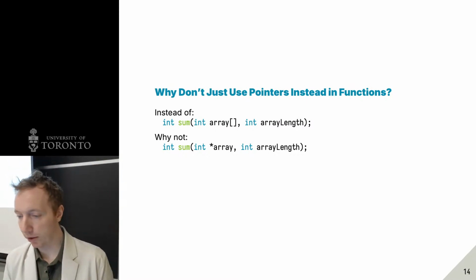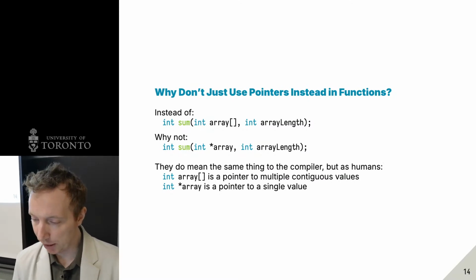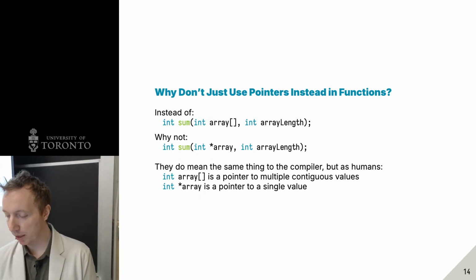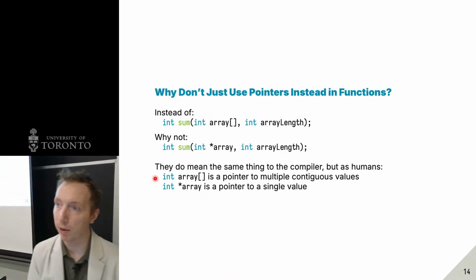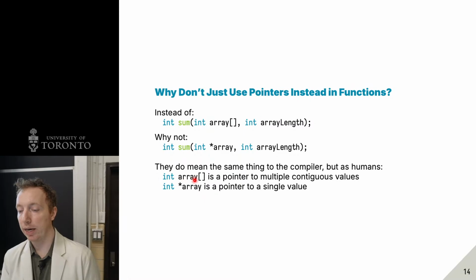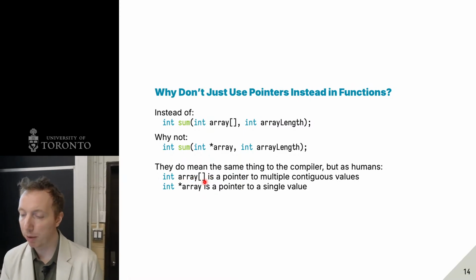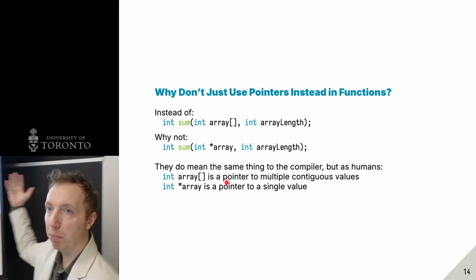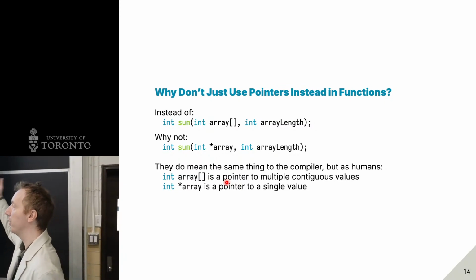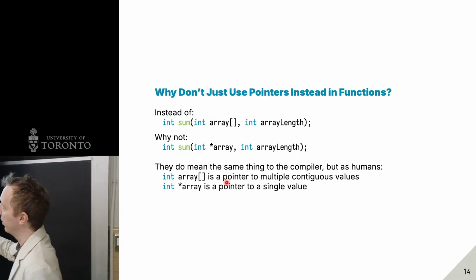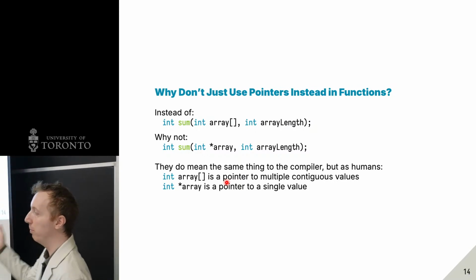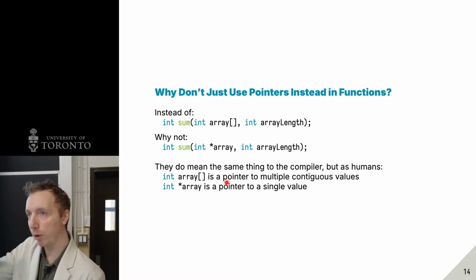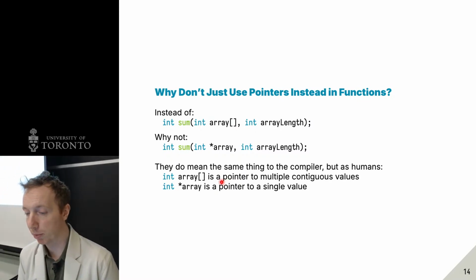And it's kind of a matter of style and convention because they mean the same thing to the compiler, but you as a human reading it might get some more information. So if I see int array with the square brackets, I know it's a pointer, but I know it's a pointer to multiple values. I don't really care if they're contiguous or not. They'll be contiguous. But what I really care is that it's a pointer to multiple values, and I can use the array square brackets on it to get multiple values.